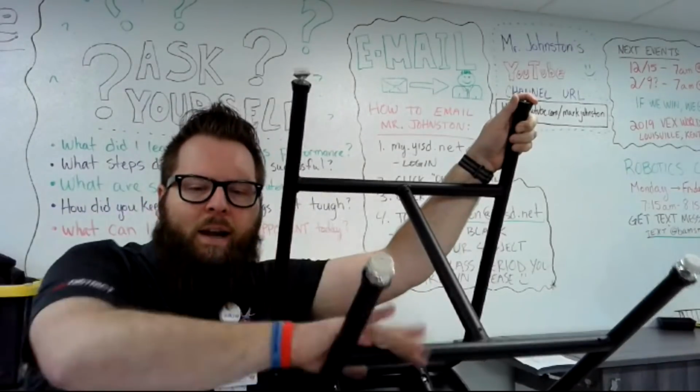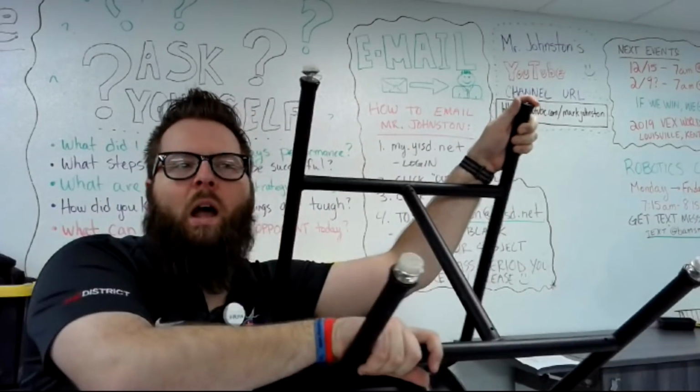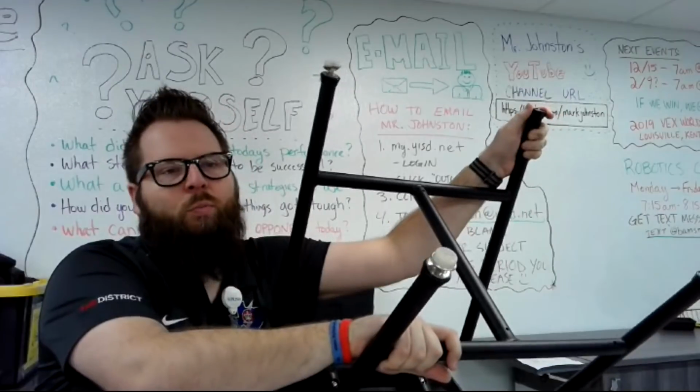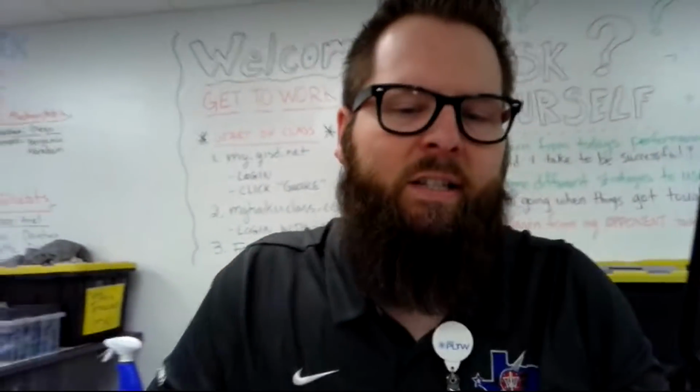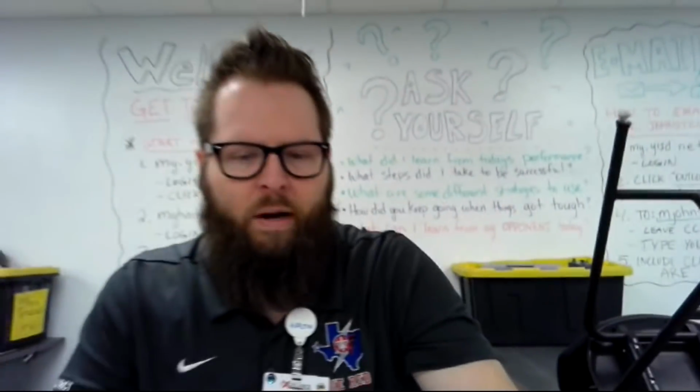So that's a real-world example of an issue in the classroom with the chair that is broken and needs to be solved. So we use the engineering design process to solve real-world problems, okay?